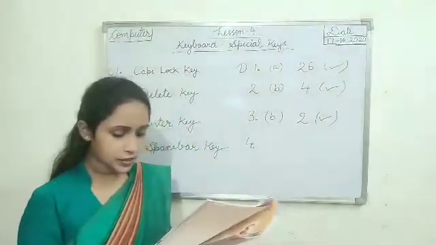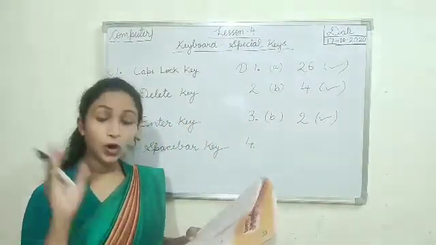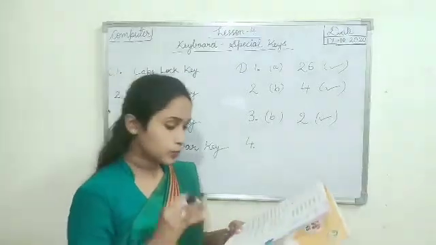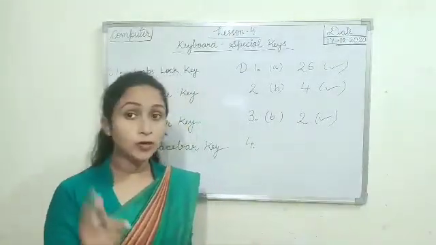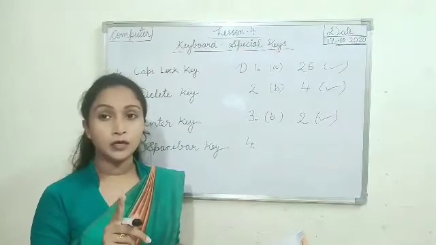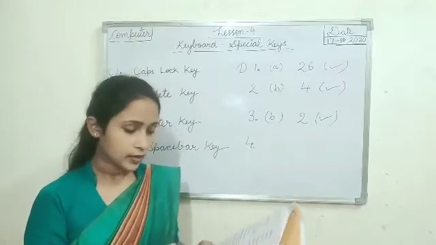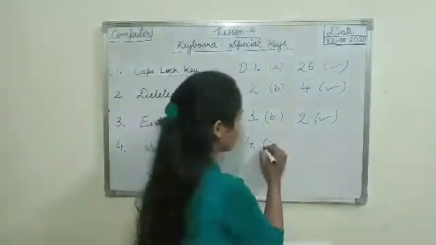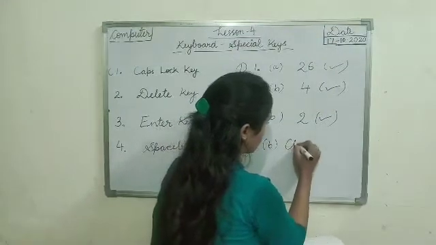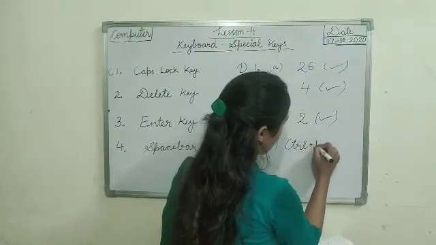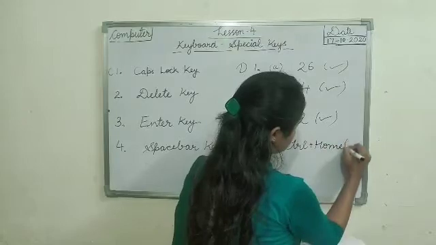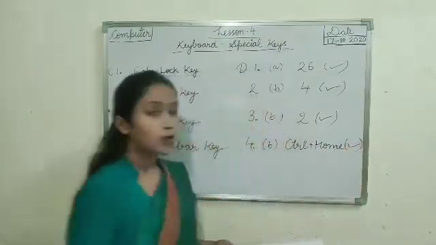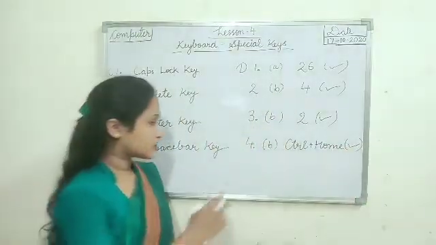Fourth, which key combination is used to move the cursor to the top of a document? So to move the cursor to the top of a document, always we use home key. Which key? Home key. So control plus home. Which option is correct? B option. Control plus home. B option is correct.